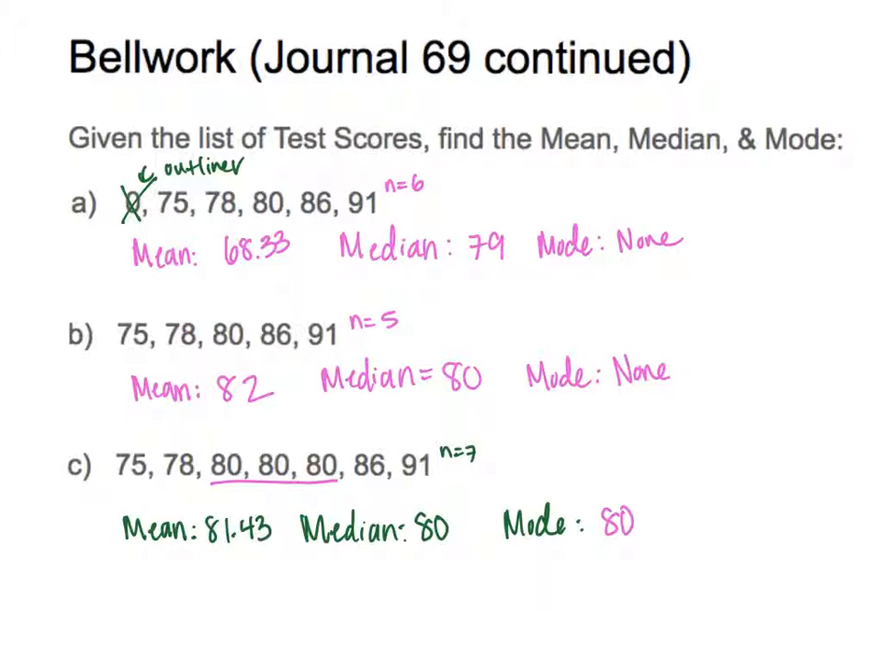Now, mean is something that we would typically use to represent the data. It's usually the best one to use, unless you have an outlier. So watch out for that. Now, if you have a number that's occurring a lot more often than the other numbers, then not only do you have a mode, but mode might be the best one to represent your data.